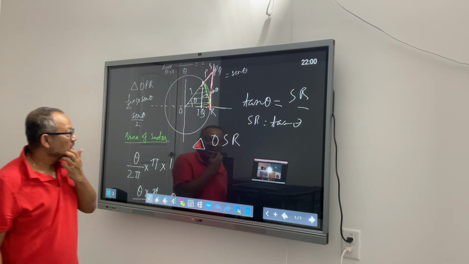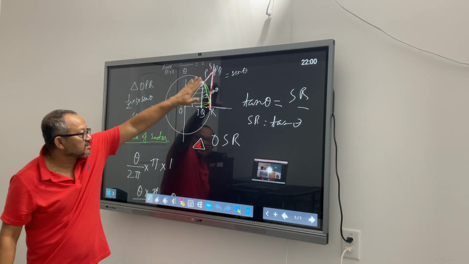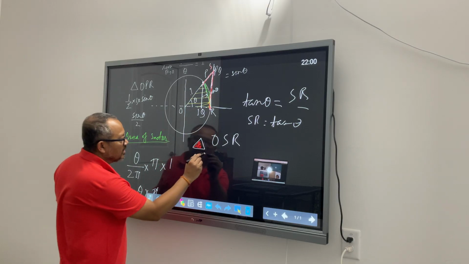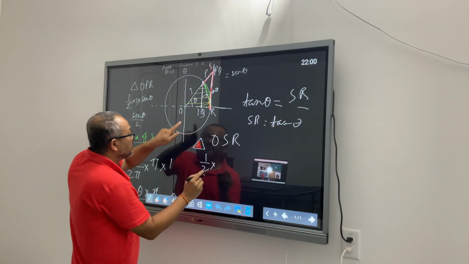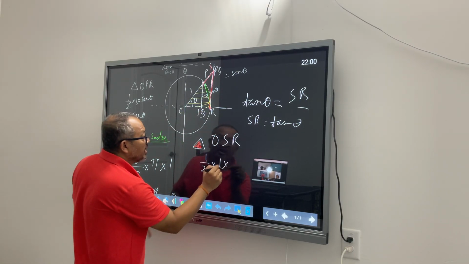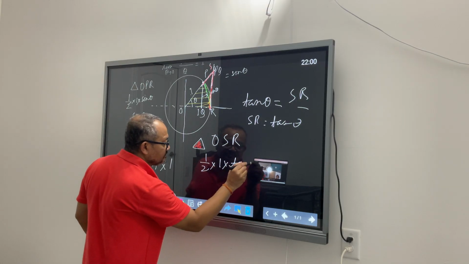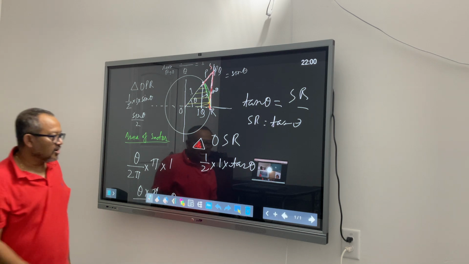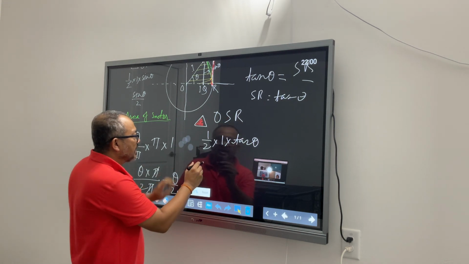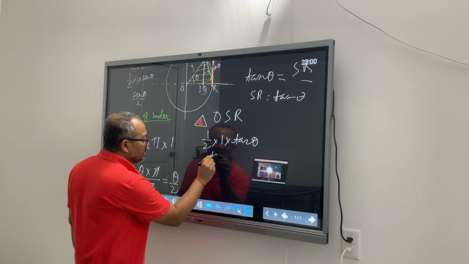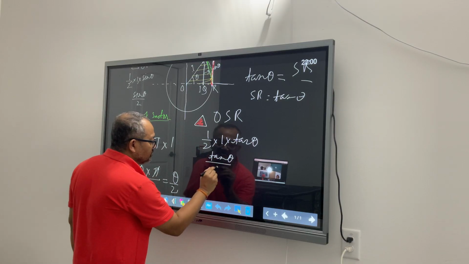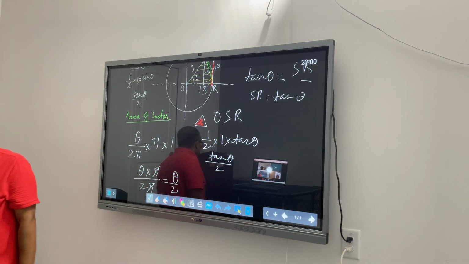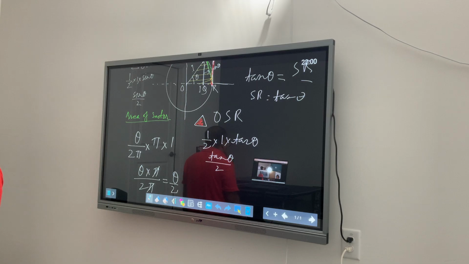So now we are ready to find the area of this triangle OSR, and that will be half into base, which is 1, into height, which is tangent of theta. Okay? So the triangle's area is tangent theta by 2. Okay? So far you guys okay? Want to take a sip of water, two times extra to digest this.